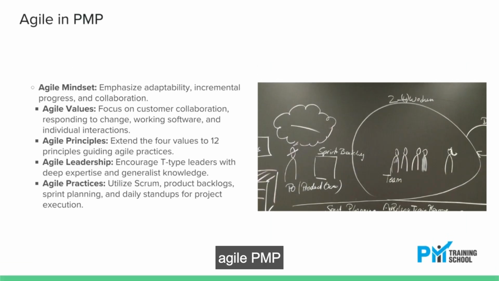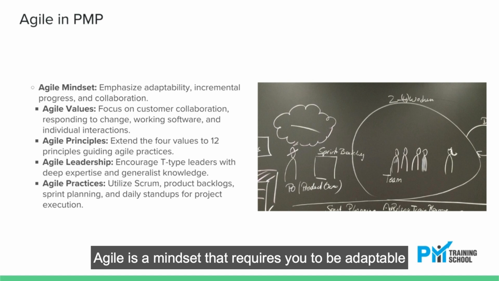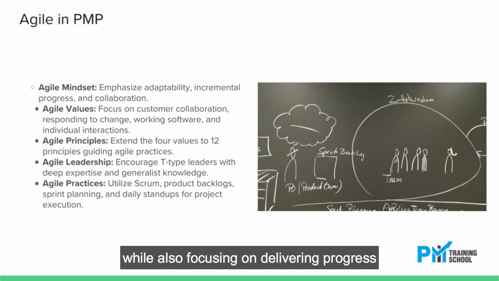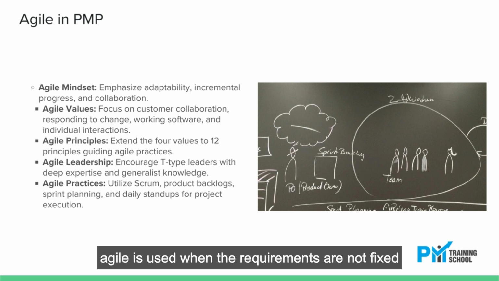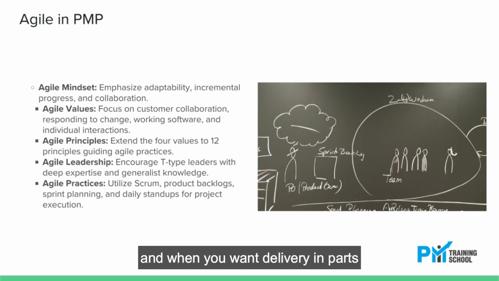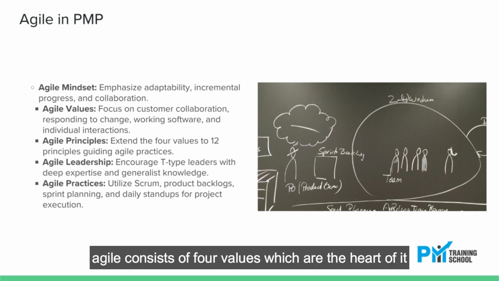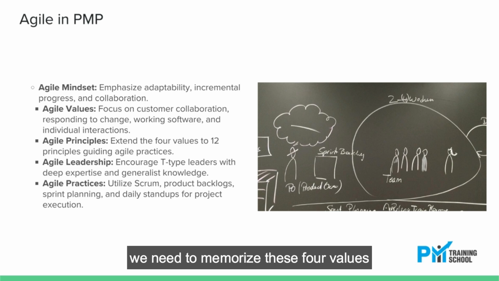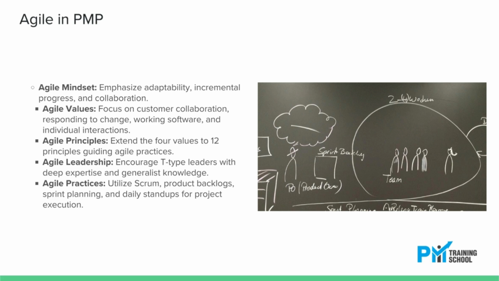Agile in PMP. Agile is a mindset that requires you to be adaptable and ready to implement changes at any given moment while also focusing on delivering progress incrementally. Agile is used when the requirements are not fixed and when you want delivery in parts. Agile consists of 4 values which are the heart of it. We need to memorize these 4 values and understand them in depth.